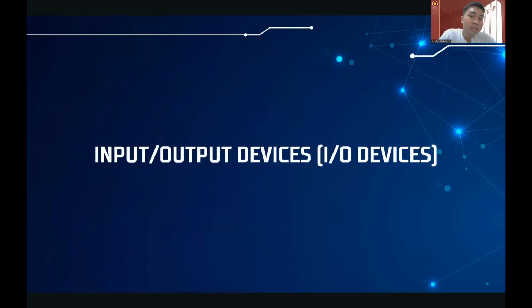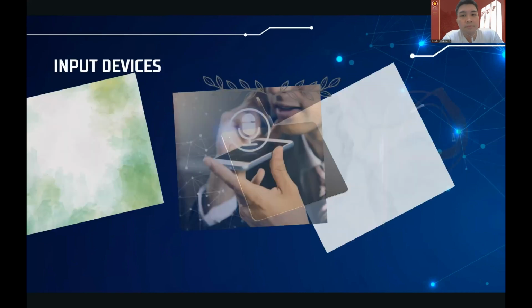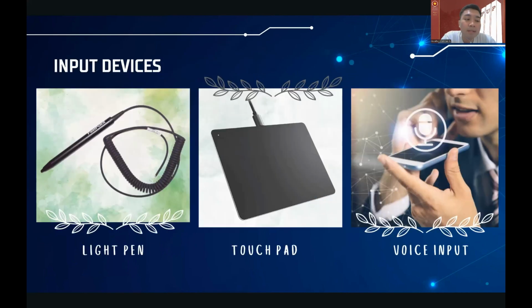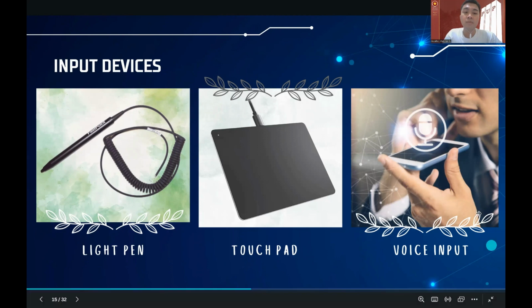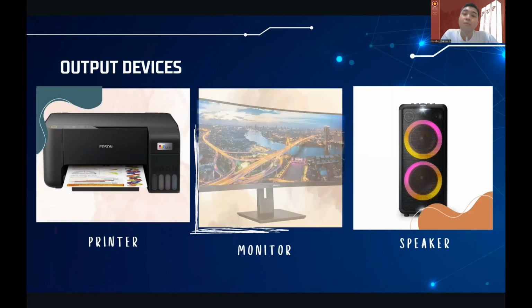So let's now go to input and output devices, or I/O devices. So when we say input, it is a piece of equipment or hardware which helps us enter data into the computer, while the output device is a piece of equipment or hardware which gives out the result of the entered input. So here are examples of input devices: light pen, touchpad, voice input, and etc. And the output devices are printer, monitor, and speaker.